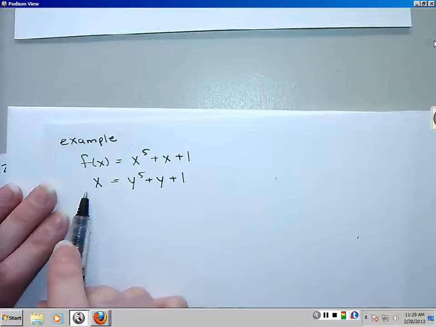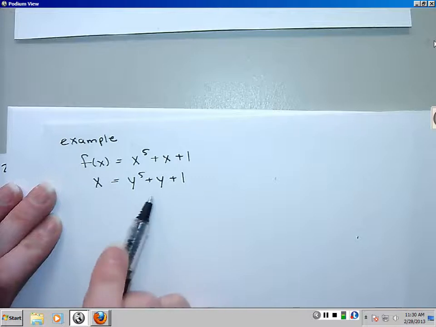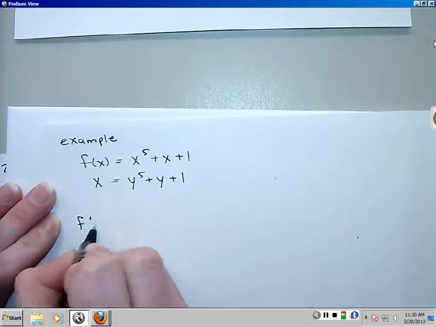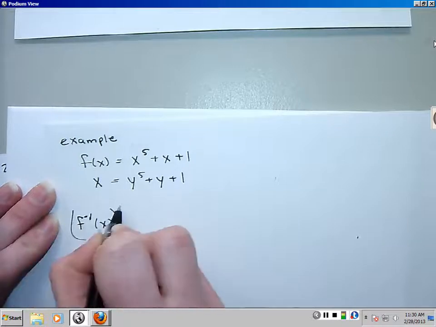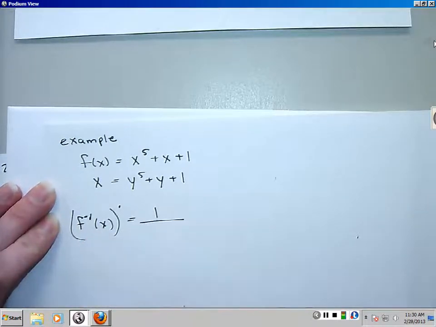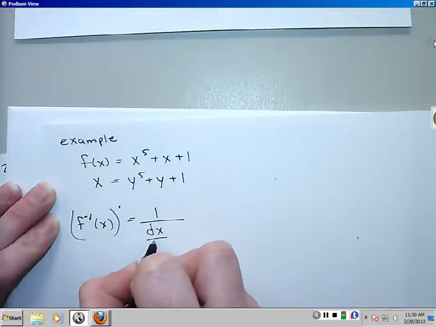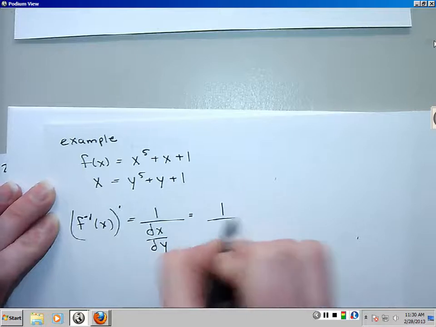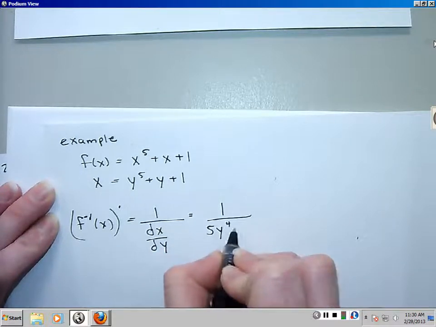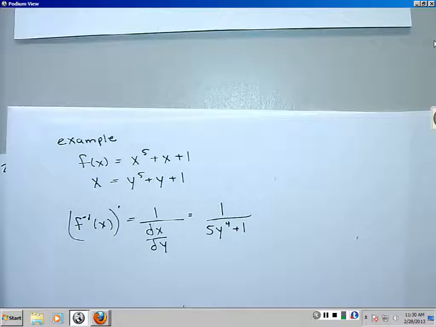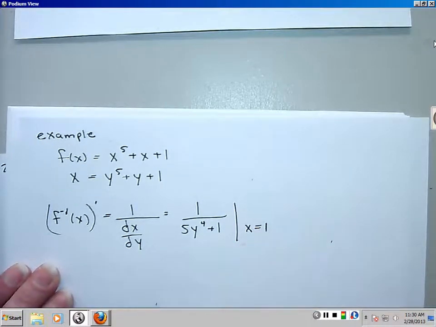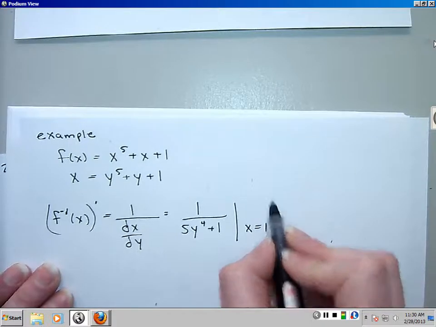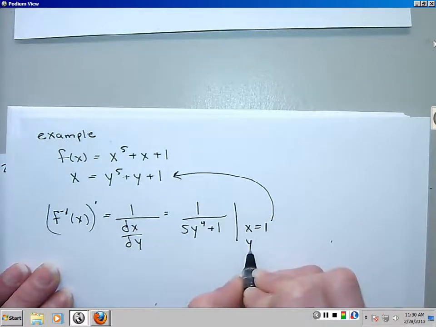Okay, so here, this would be my relationship for my inverse function. So if I want to find the inverse function's derivative, I'm going to take 1 over the derivative of x with respect to y. So in this case, I get 1 over 5y to the 4th plus 1. Does everyone understand that? You feel like you could do that? Then my next step, if I want to evaluate this at x equals 1, I plug that back into this equation and find out that y would have to be 0.